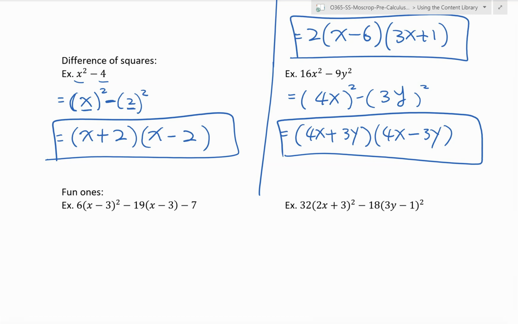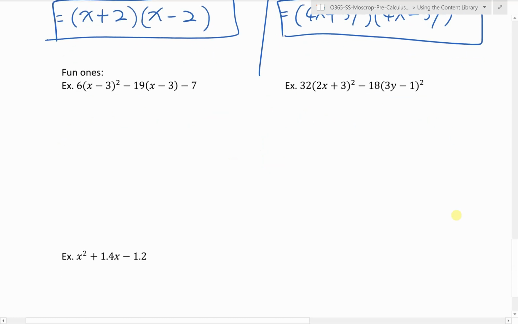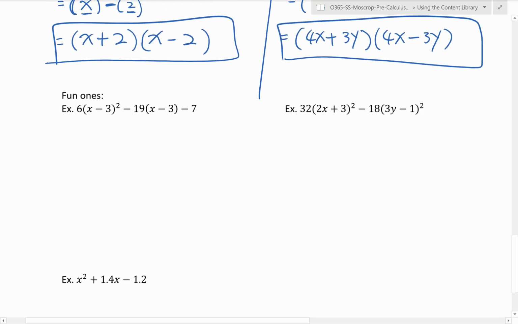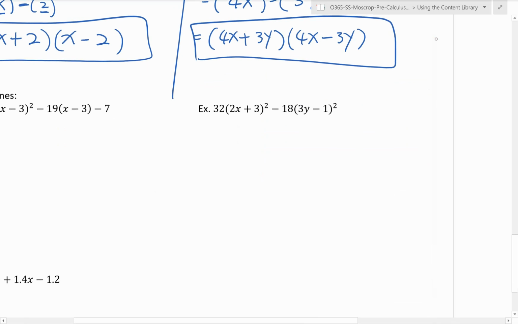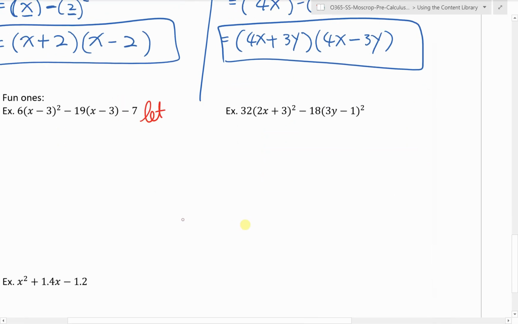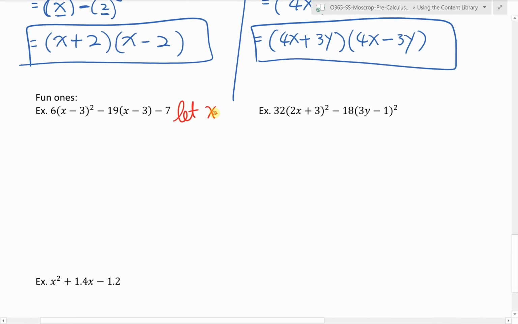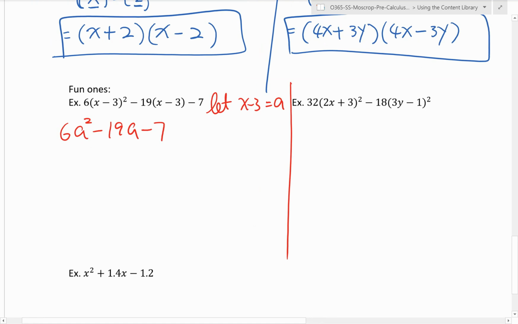It's actually quite easy. Now we have 3 kind of fun ones to do here. This one you already know what to do, right? What you need to do here is make your assumption, a let statement: let x minus 3 equal a. And then you factor from here. So then this becomes 6a squared minus 19a minus 7. Again, I'm going to stop here and let you try it.